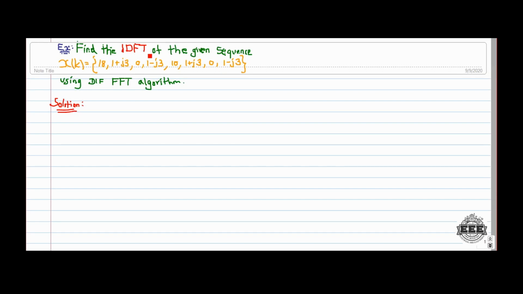So for an IDFT, step one is to take the conjugate. That is our step one. Always we have to write the steps, even if we are very familiar with them. We have to write the steps for each and every exercise sum. Then only can we get the maximum marks.